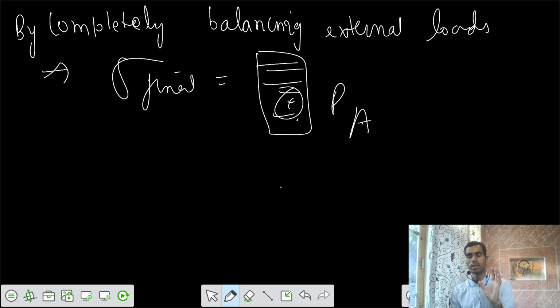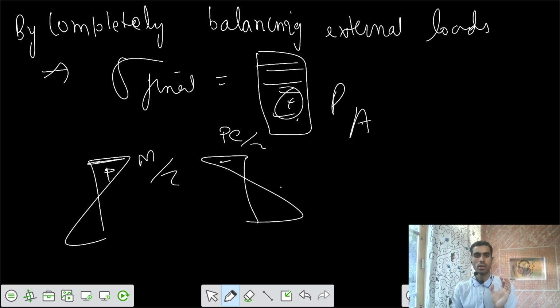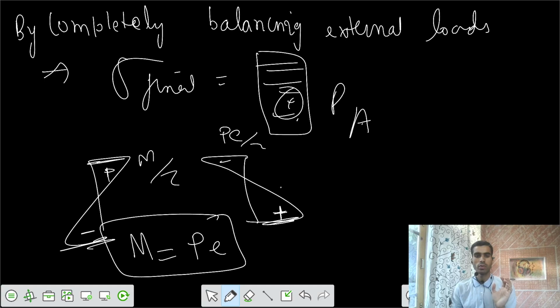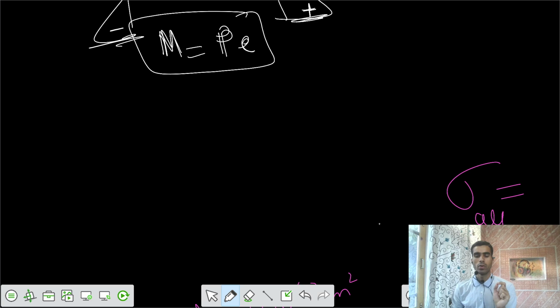Your only stress acting on this section is equal to P by A, because your M by Z has been balanced by PE by Z. Here we have negative, and at the bottom we have positive on this side, because we said that M is equal to P times E for all those cases. Okay.